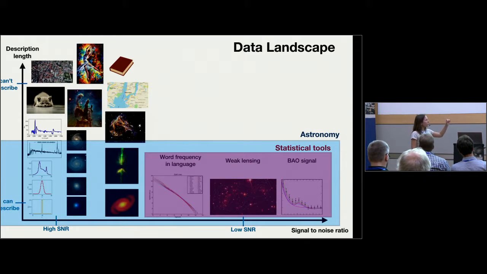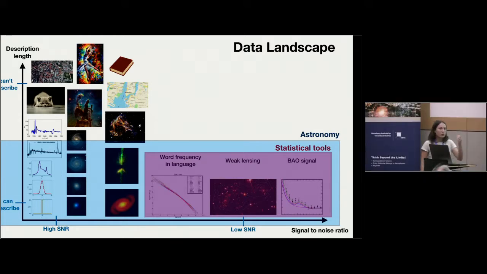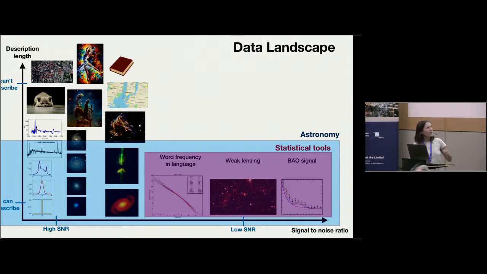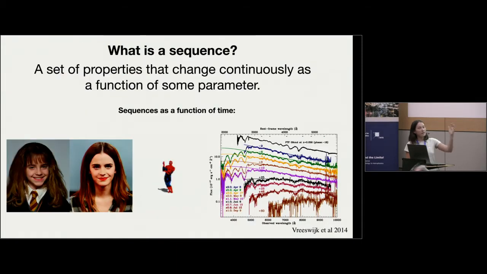Another thing I can do is, instead of trying to describe each object in my sample, try to study the relations between different objects. So this is rather different. I'm looking at similarities between objects and how objects interact with each other, rather than trying to describe each object. And one such relation is a sequence.